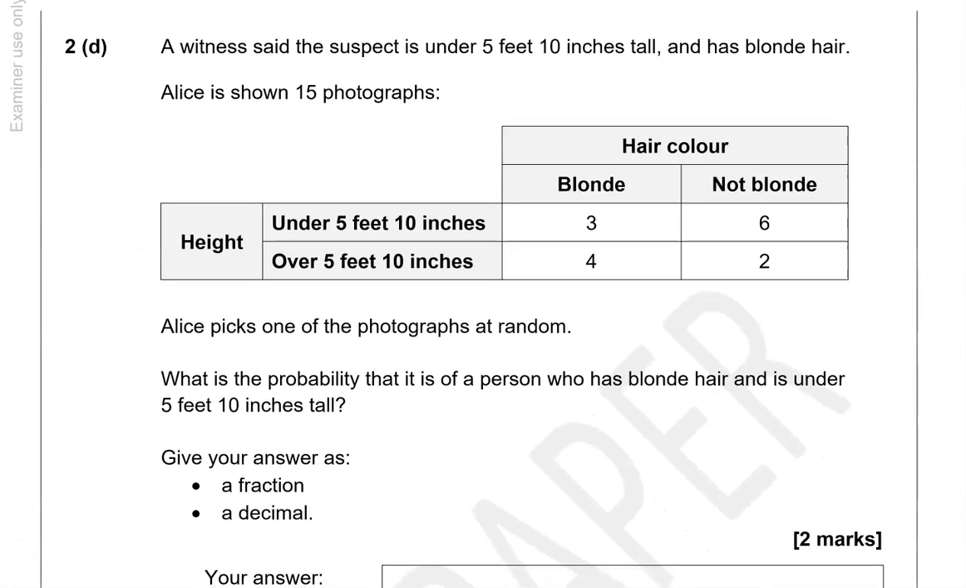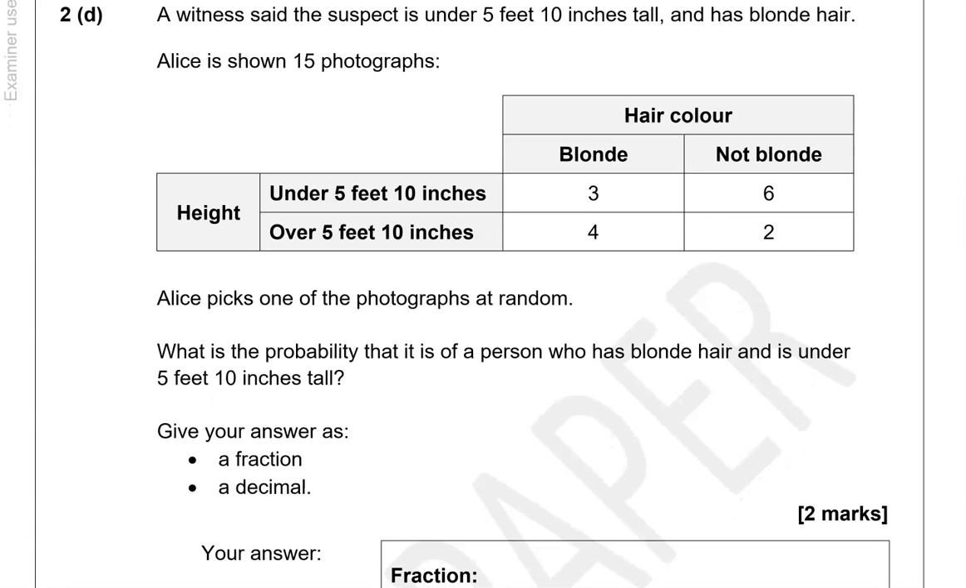A witness said the suspect is under 5 feet 10 inches tall and has blonde hair. Alice is shown 15 photographs. Alice picks one of the photographs at random. What is the probability that it is of a person who has blonde hair and is under 5 feet 10 inches tall? Give your answer as a fraction and a decimal.